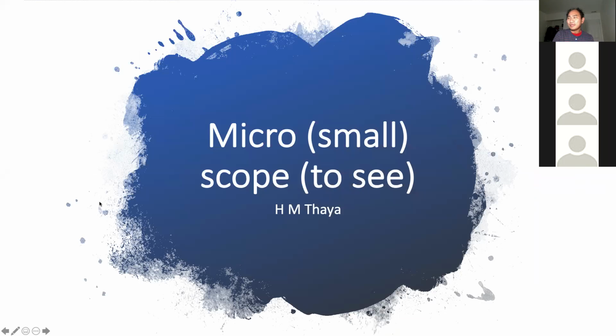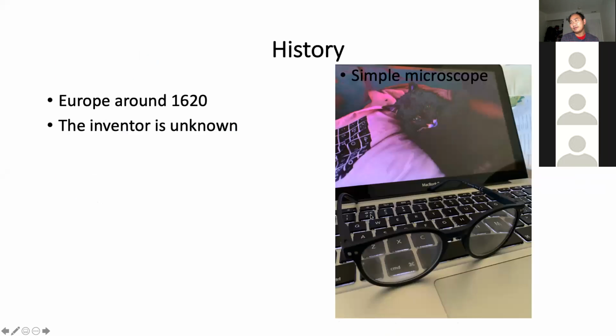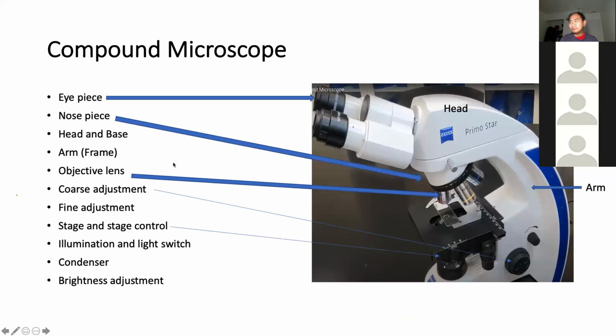Micro means small, scope means see, to see small things. Our eyeglasses might be the basic form of microscope because you can see smaller print in more detail. And who invented this microscope? No one knows, and they think it was around 1620 in Europe. That's the beginning of the microscope.